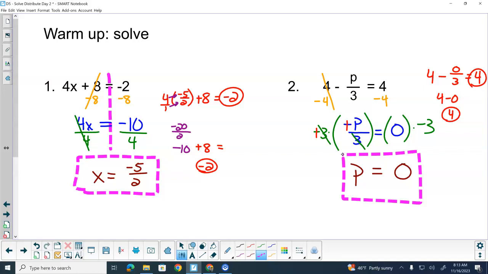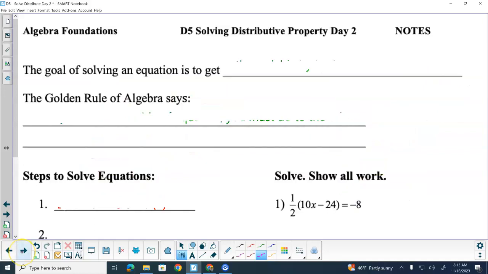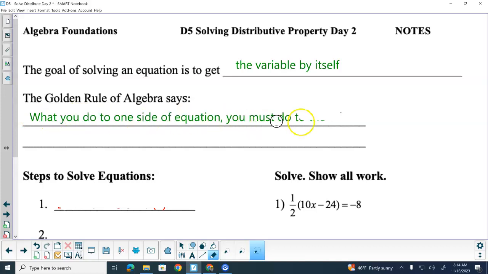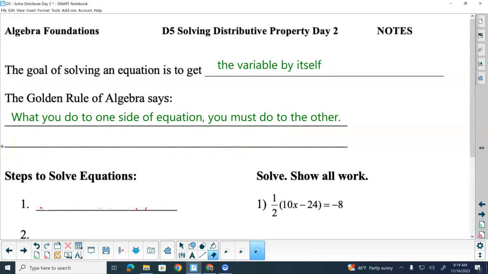Okay? All right, here we go. Let's do this. Goal, we've said this like every day now. So what's the goal of solving an equation? Variable by itself. Love it. Golden rule of algebra says, whatever we do to one side, we must do to the other. And what's the key word in that one? Must.